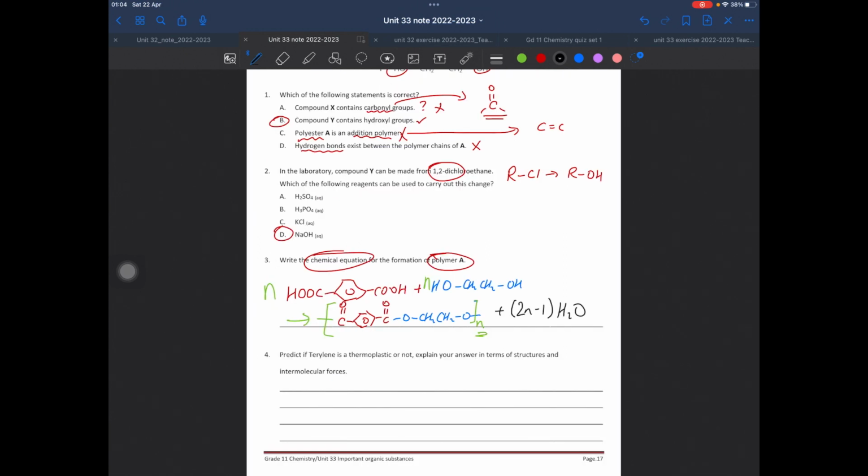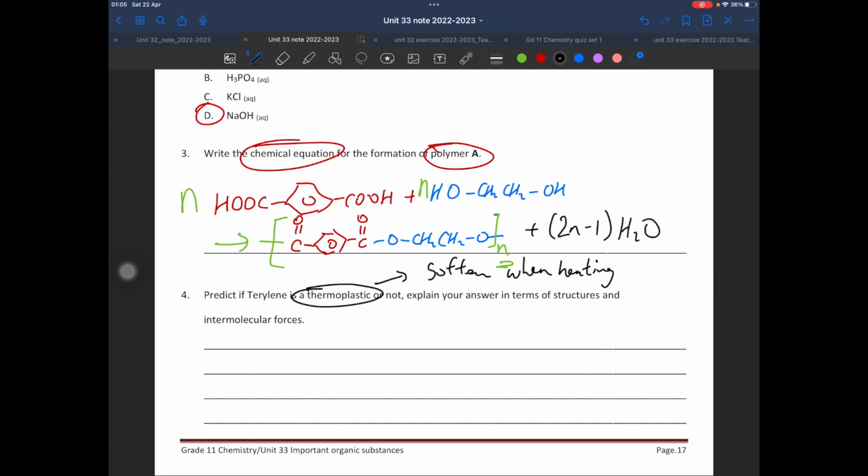And finally, is it a thermoplastic or not? Alright, so have a quick revision. What is meant by thermoplastic? It means the polymer will become softened when you heat it. So how can I know that? The answer is easy, because there is no covalent bond between polymer chains. So let's see how to interpret in terms of structures and intermolecular force.